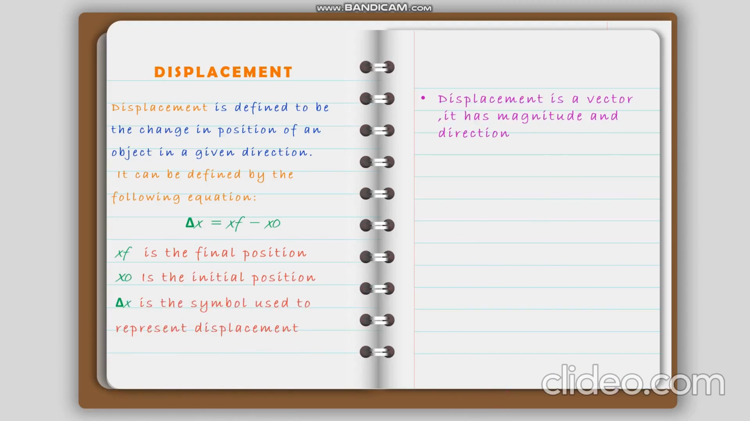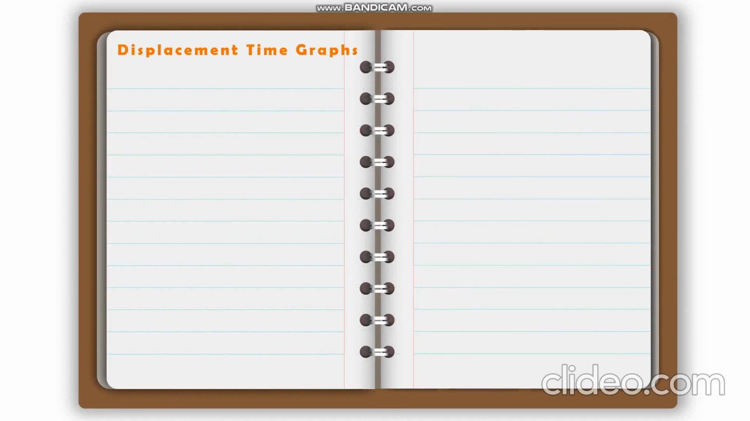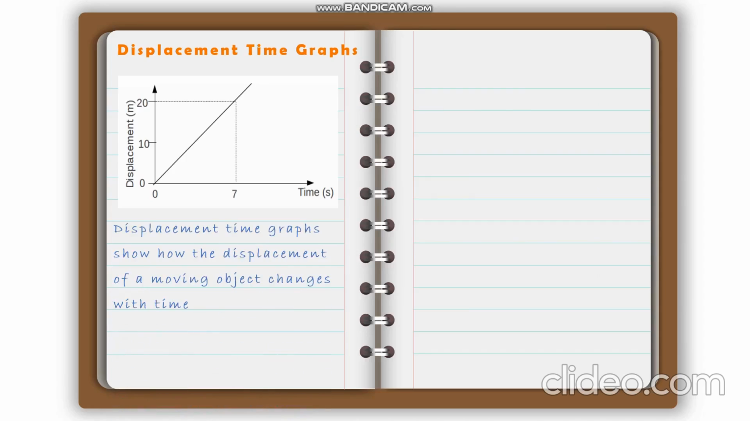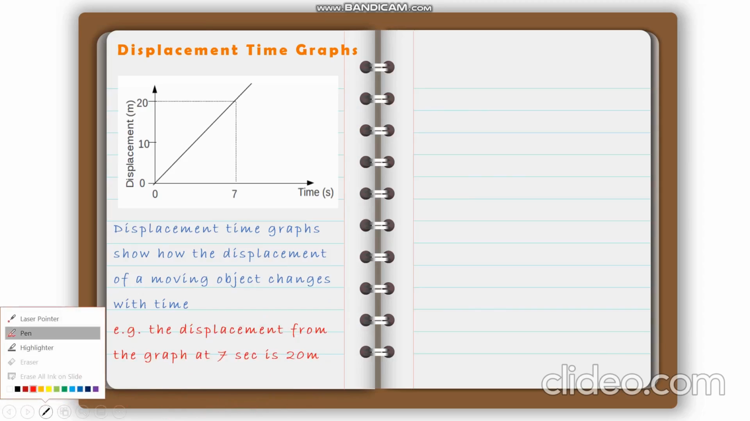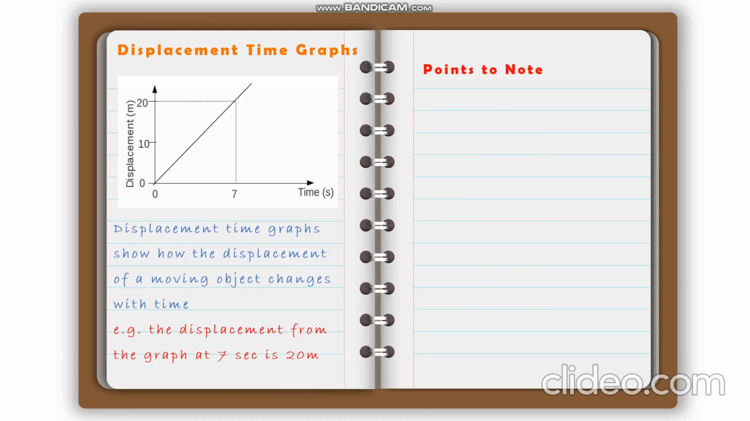You need to note that displacement is a vector. It has a magnitude and a direction. So now looking into displacement time graphs. Displacement time graphs show how the displacement of a moving object changes with time. So for example, in the graph that is given above, the displacement of the object after 7 seconds can be read off from the y-axis to be 20 meters.